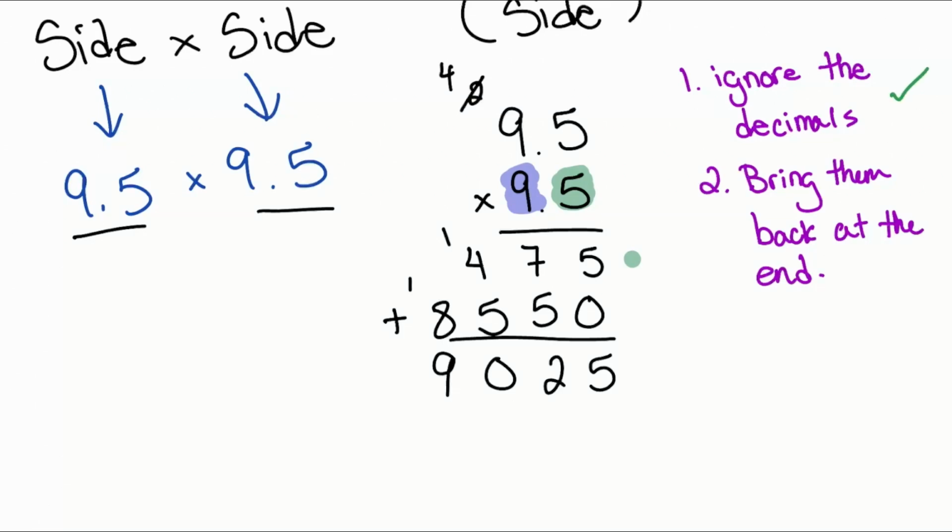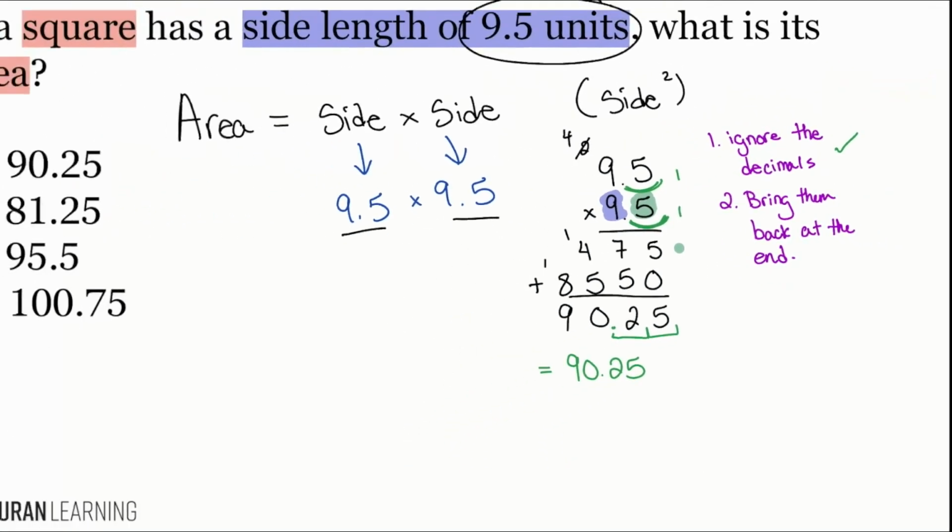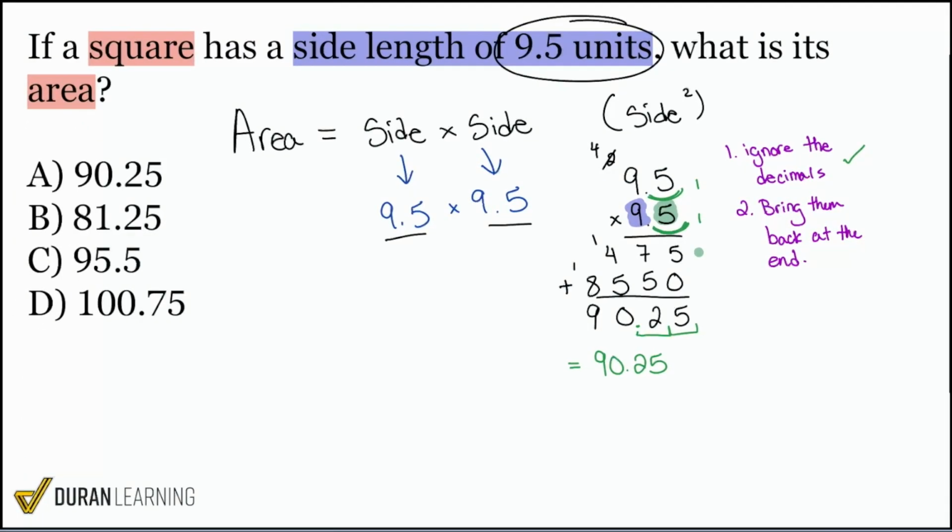We've ignored the decimals. Now we have to bring the decimals back. So what do I notice? I notice that we have 1 decimal place here and another one over here. So 1 decimal place there and the other one there makes 2 total decimal places. So we'll go 1 and 2. And so the final answer is going to be 90.25. That is our final answer. And given that we were looking at units, it is 90.25 square units. And there we are, my party people. The answer choice here is going to be choice A.